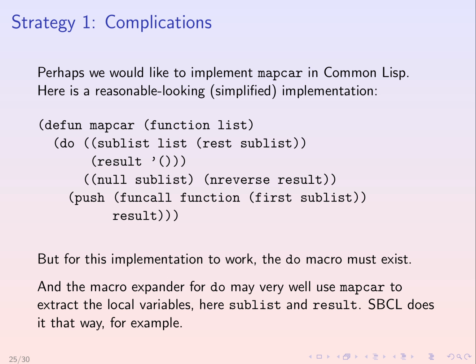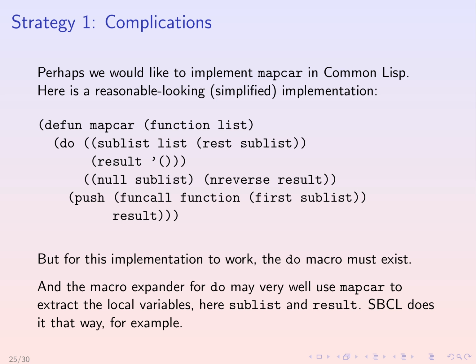So there are more complications. So let me illustrate one of the complications by an example that we would like to, say, implement mapcar in Common Lisp. And this is again a complication due to the ordering of the modules. So here's a reasonable looking implementation of a mapcar, except that it's simplified in that it uses only a single list instead of an arbitrary number of lists.